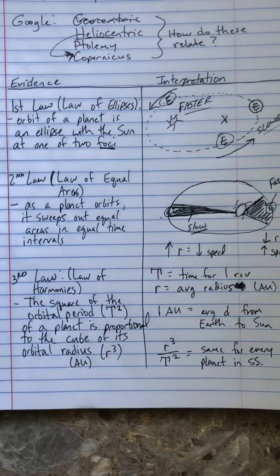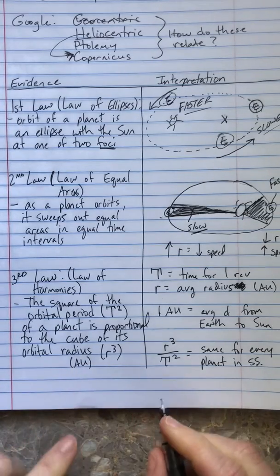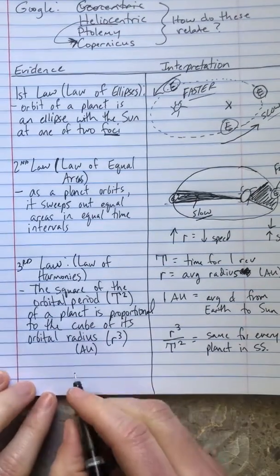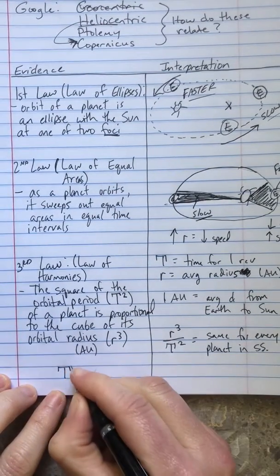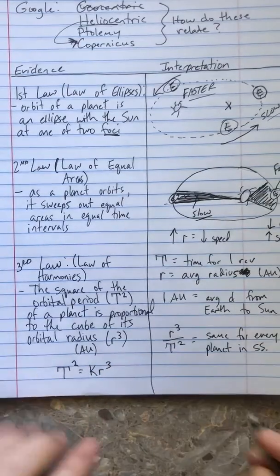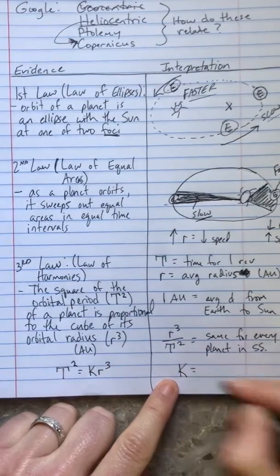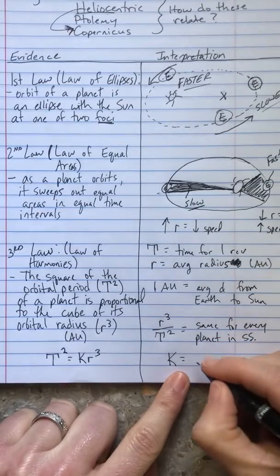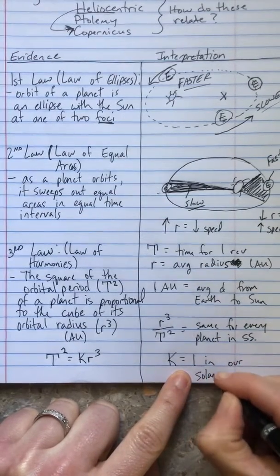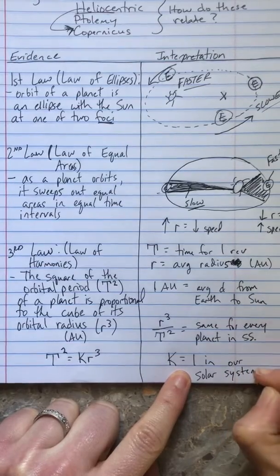There's going to be kind of the next round of this where we're going to do some practice problems using this relationship. And this relationship, the way it looks on your formula sheets, I know I'm running out of room here, is like this. T squared equals K R cubed. Remember K from that gizmo. K in our solar system is 1. So we can almost ignore it out of the equation.